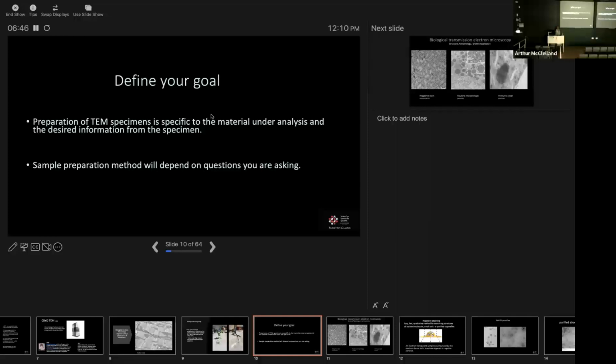If we're looking at tissues, we want to know where that tissue we want to look at is, because we're going to have to trim that very small. And this specimen preparation methodology that you choose is going to be dependent upon the specimen and the answers to the questions that you're asking. So you want to define your goals very clearly before you start any EM project.